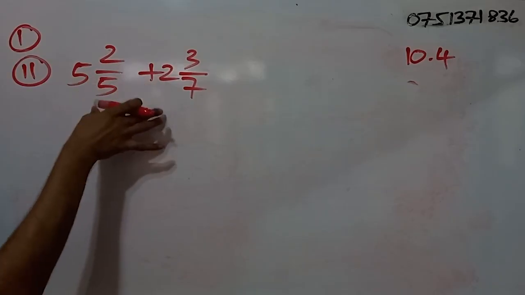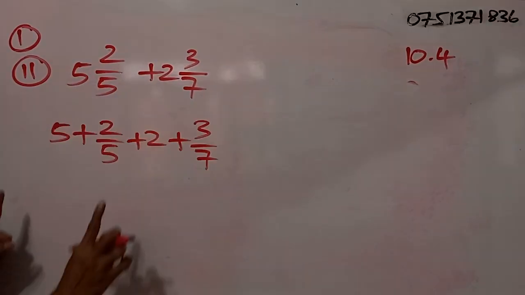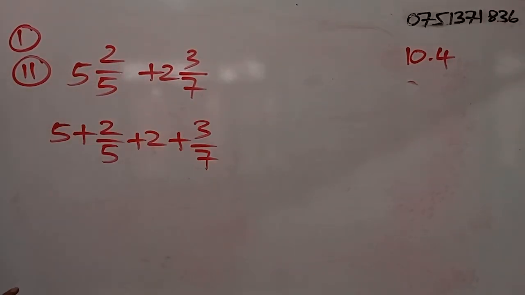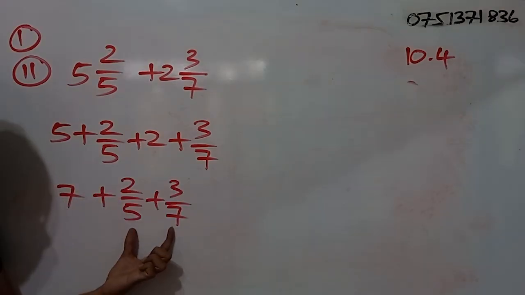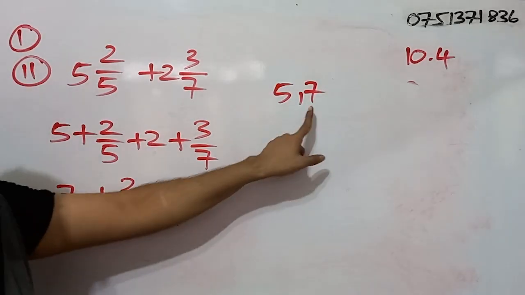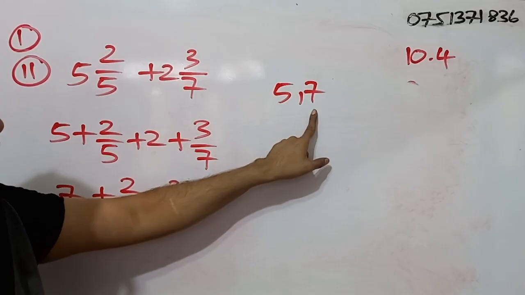So just as before, I will rewrite these fractions. Now I will add these two whole numbers. So it will be 7. Then we will consider adding the fraction parts. So here the denominators are different. So 5 and 7, those are the denominator numbers.